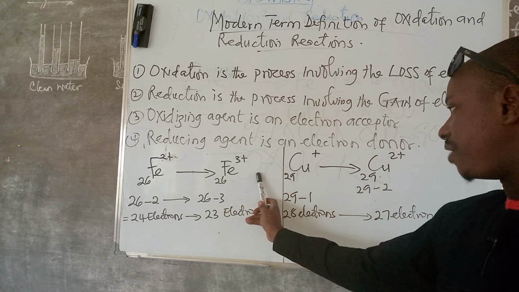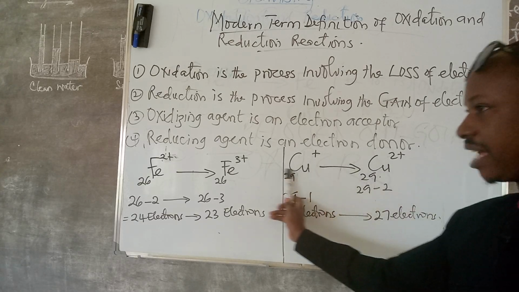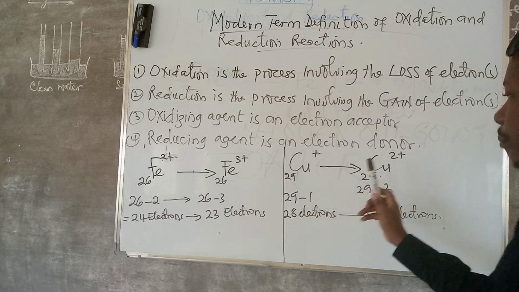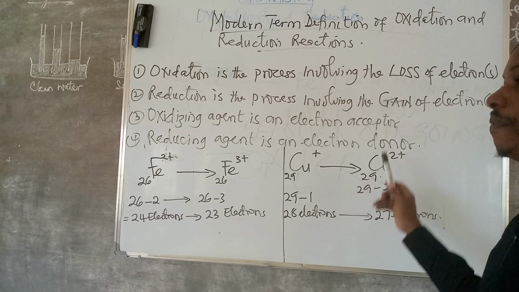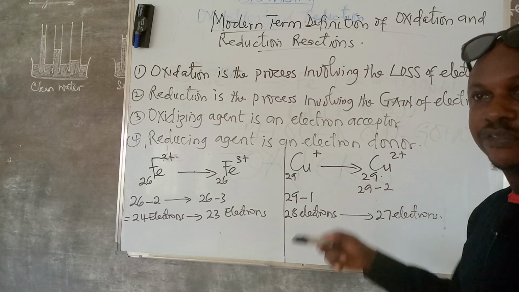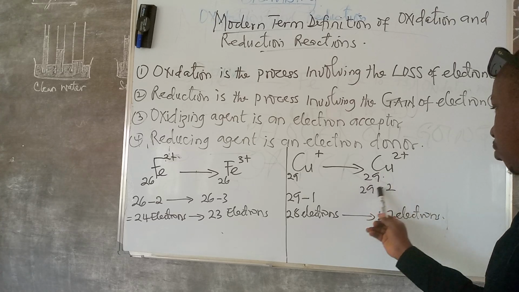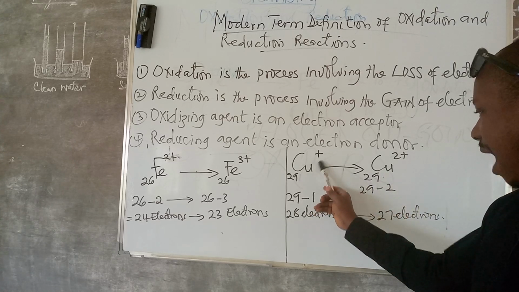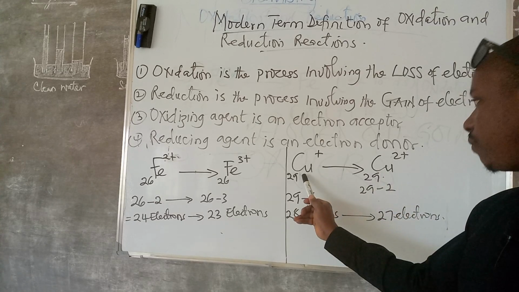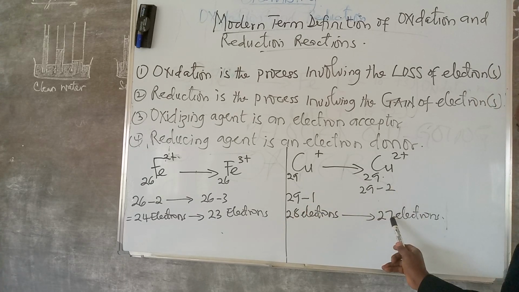Just compare what you have here and what you have here. This is the reactant. This is the product. That is when you really know the difference. The copper 2 ion has lost 2 electrons. So in copper 1, you have 28 electrons left, and 27 electrons left for copper 2.